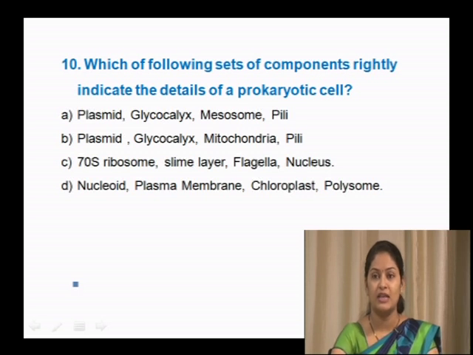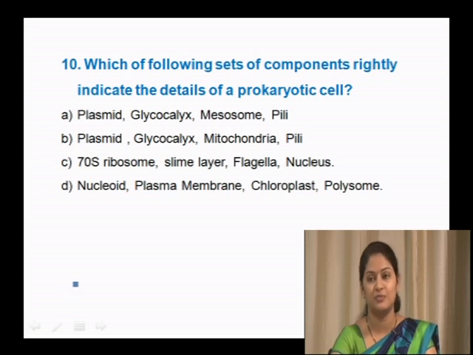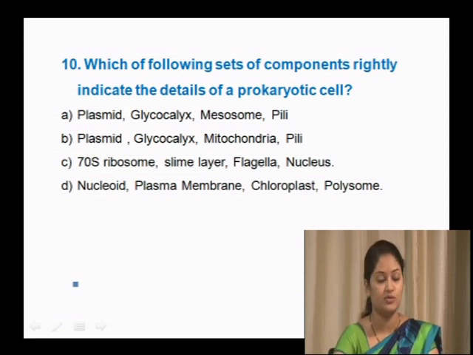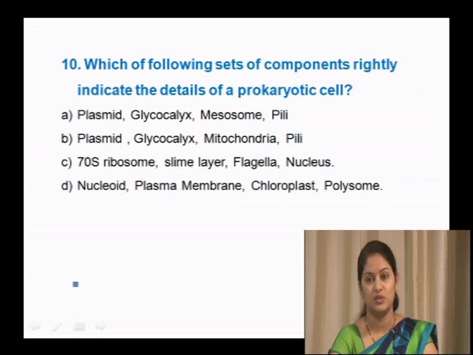So the question asks which are the components which are found only in prokaryotic cell. So option A is the right one because all the four components are the parts of prokaryotic cell. In option B, mitochondria is not the right option. In C, because of nucleus, you cannot include this option. And in D, because of chloroplast, this is not the right combination. So for 10th question, answer is A.